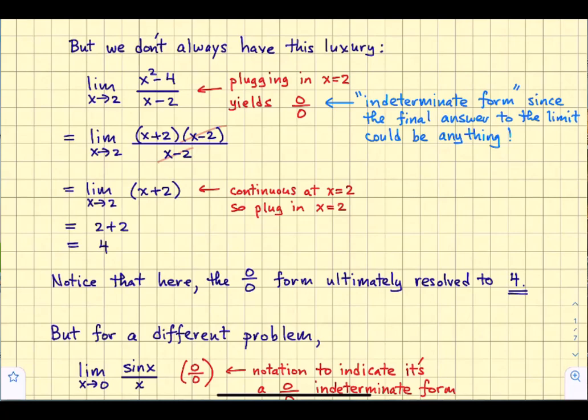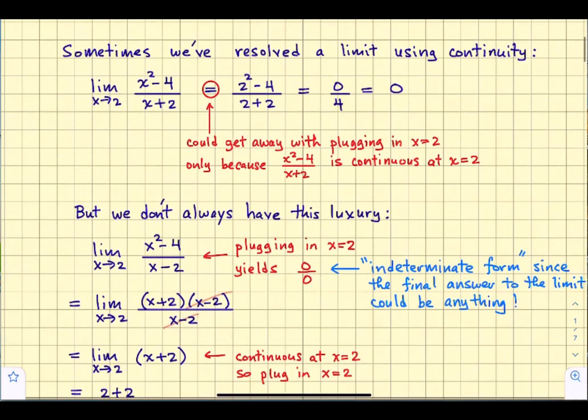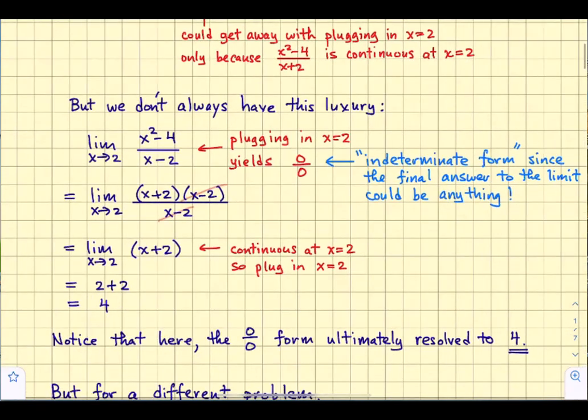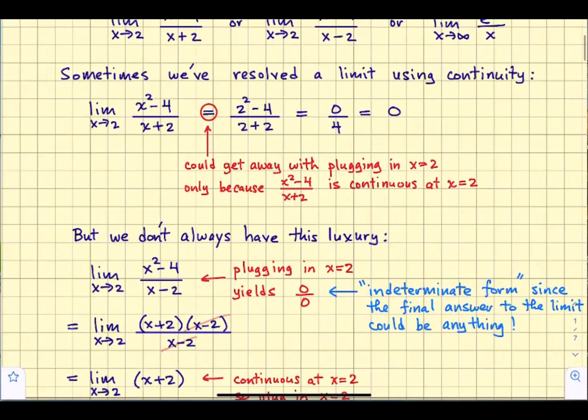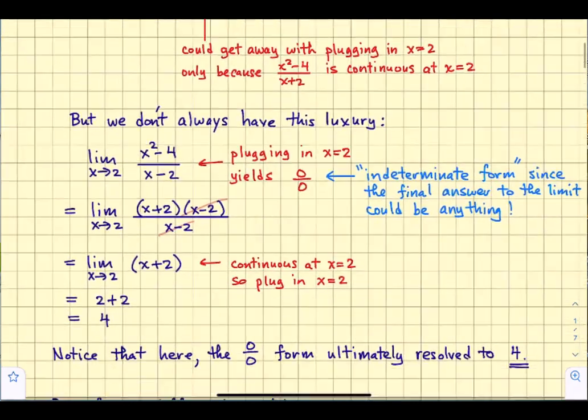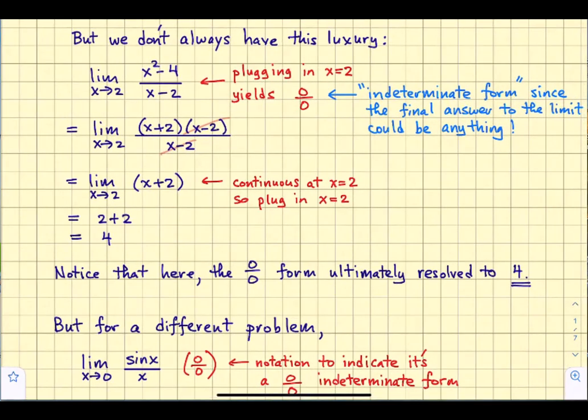So notice in the previous example, we had a 0 over 4 form. In this example, we have a 0 over 0 form, and we got an answer of 4. The last example was not an indeterminate form. We just got a 0 over 4 form. So the idea is when you have a 0 over 0 form, you need to make some kind of algebraic move or geometry move or something, at least that's what we did in the past, in order to resolve this indeterminate form.